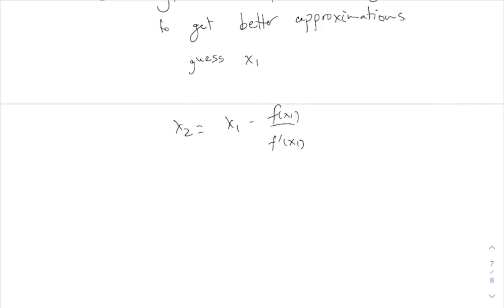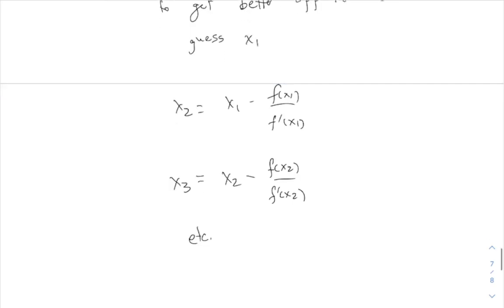If you want it to be even better, you plug in x2 into the same formula, right? Like this. You use the x2, you do the same stuff with that, and it gives you the x3, which will be even more accurate. And I will just say, etc. You keep on doing this over and over again until your approximation is as close as you want it to be to the true answer.